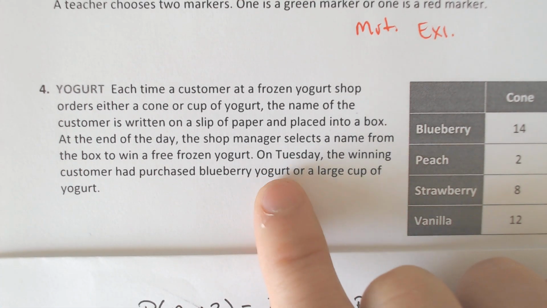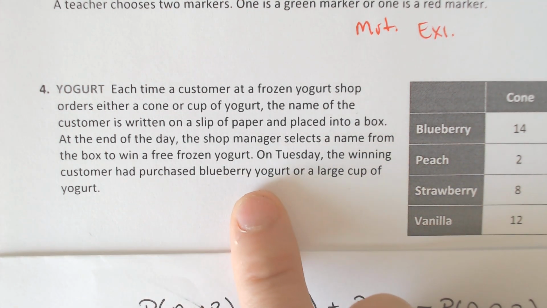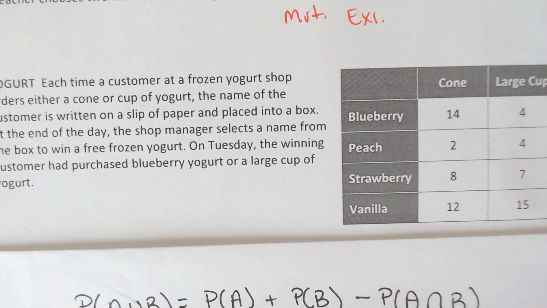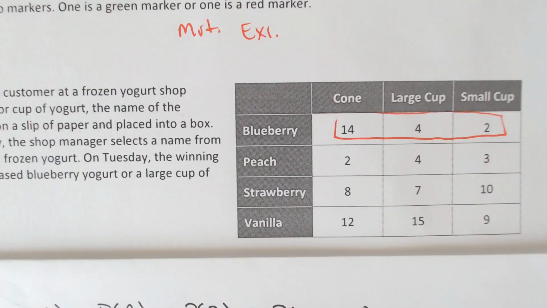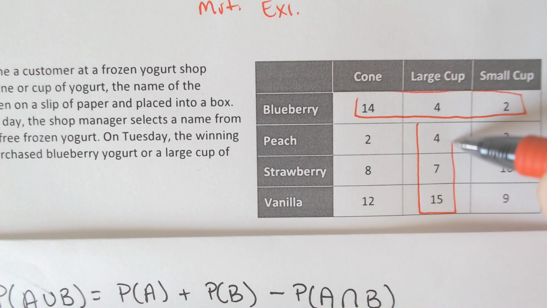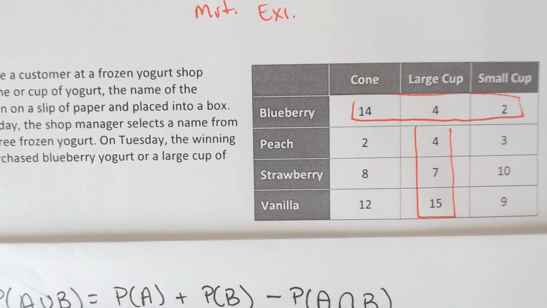On Tuesday, what is the probability that the winning cup is a blueberry yogurt or a large cup? So a blueberry yogurt happened with all 3 of these, and the large cup happened with all of these, including the 4. But you notice how I didn't wrap around the 4 again? You can't count that twice.